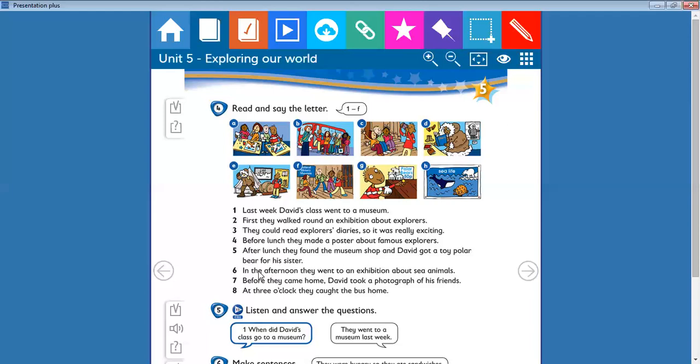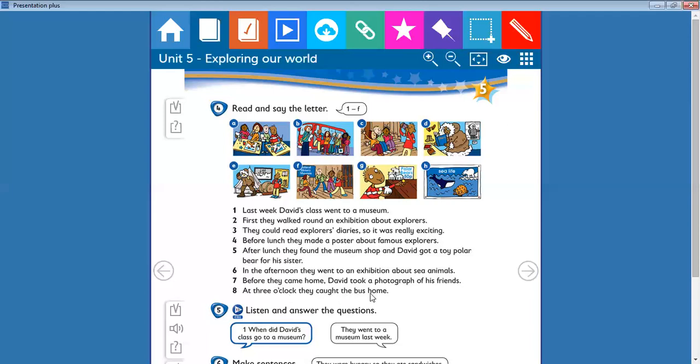Okay. Number 6. In the afternoon, they went to an exhibition about sea animals. Sea animals. Before they came home, David took a photograph of his friends. At 3 o'clock, they caught the bus home.